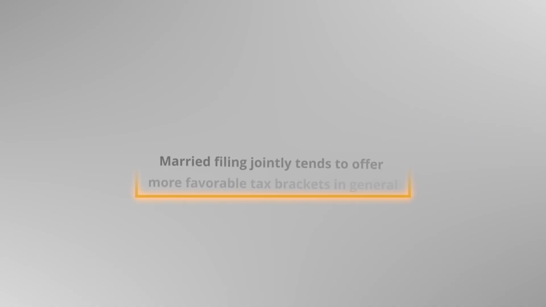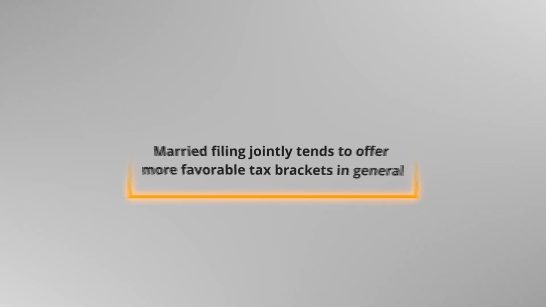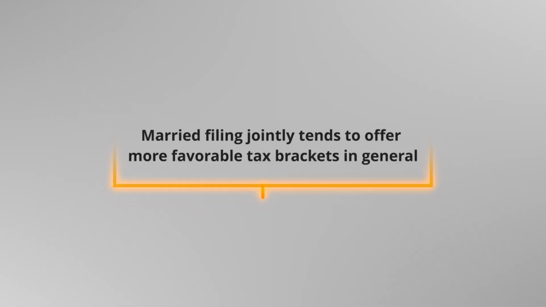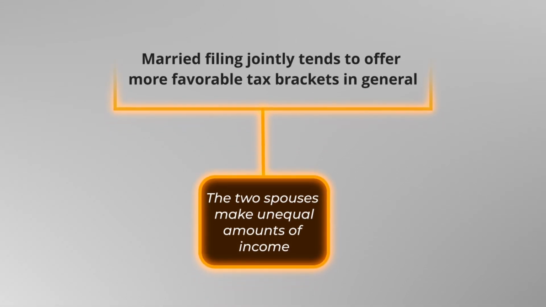Married filing jointly tends to offer more favorable tax brackets in general if the two spouses make unequal amounts of income. The reason being, if you combine the income and you look at the tax brackets, they are structured in such a way that you will receive much more favorable tax rates. However, if the two spouses make pretty close to equivalent amounts of money, then they actually would be better off filing as two single individuals and not actually getting married, which is a fun little quirk of our tax system.